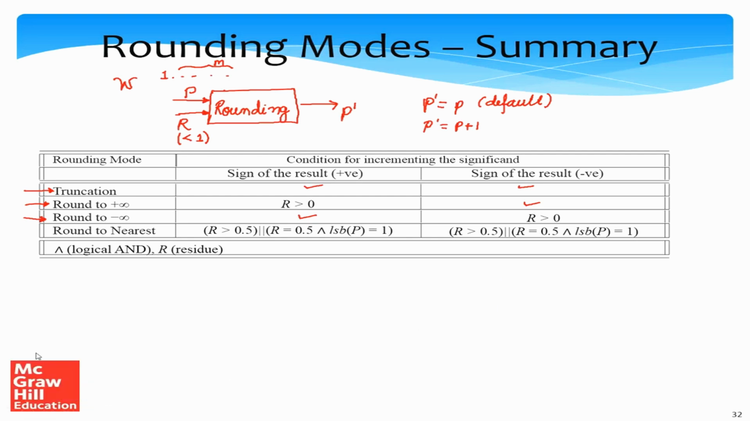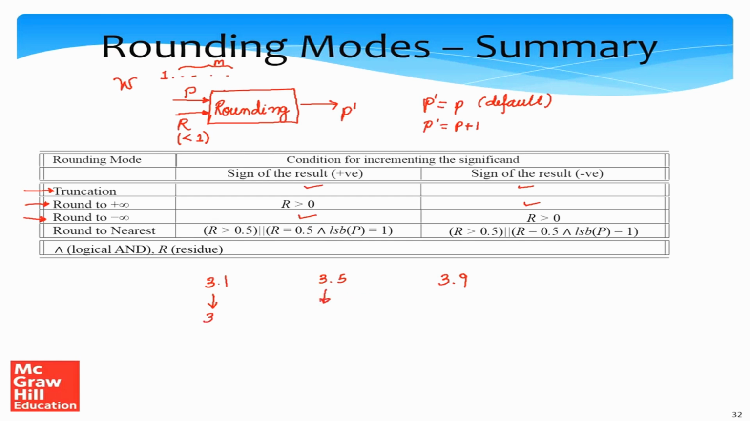So rounding to the nearest is the most complicated, but it's not that hard. So let's see. So let's assume that I have three numbers: 3.1, 3.5, and 3.9. So 3.1 I need to round to 3.